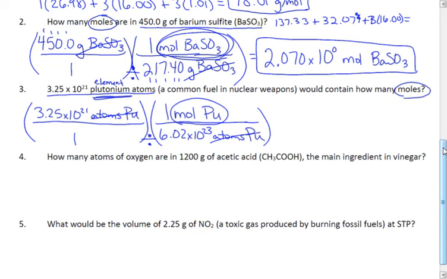And if you're using Miss Reasoner's calculators, we have to put this value in parentheses when you divide. If you do not put anything that's in scientific notation in parentheses when you're dividing by it, you will get the wrong exponent. So when you type that in, you should end up with 3 significant digits from the 3.25 and 6.02. They both have 3 sig figs. So we'll have 5.40 times 10 to the negative third moles of plutonium.